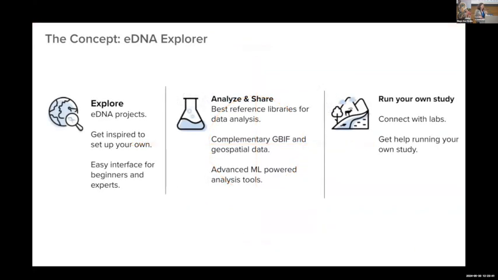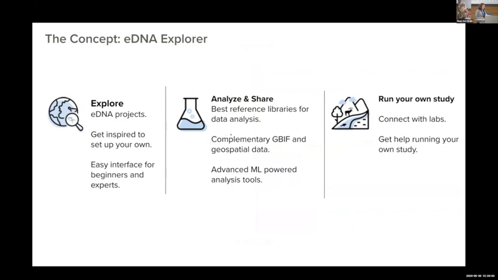So out of our brainstorm, we came up with a really big idea that had 3 components. First of all, exploration. We thought, hey, since people like to talk about things anyway, let's let people share their projects. So you could see what projects people have done, get inspired to set up your own, and have the whole interface be really easy, obviously.